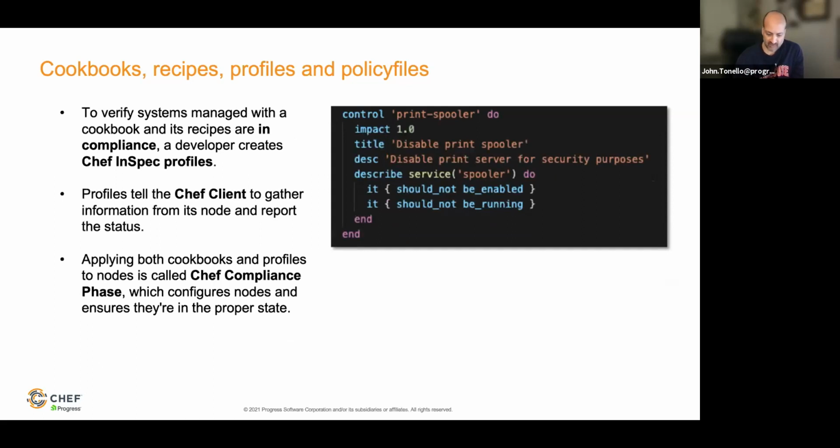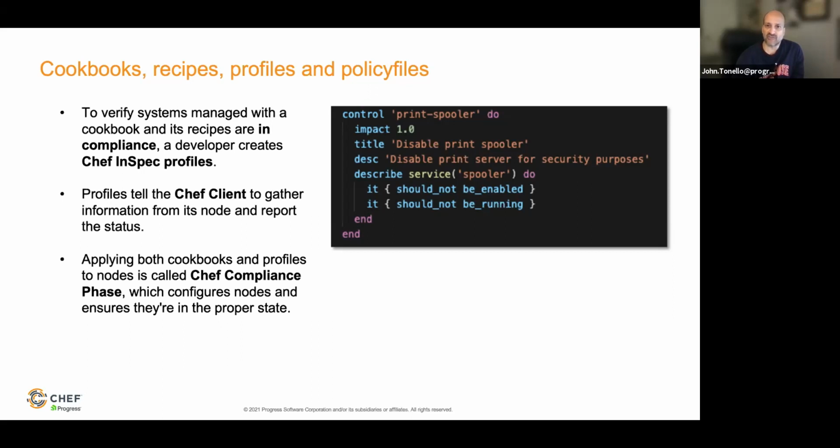The other side of recipes and cookbooks are profiles. And profiles use controls, which there are a couple hundred of these available as well. Not the control thing at the top, that's just where it says print spooler. That's just a name I've given this control, but I'm able to describe the service. And controls basically look like this. They are named. They do some particular thing. In this case, I want to make sure that the print spooler is not enabled and not running. And this is a common remediation for the PrintNightmare bug that was out there.